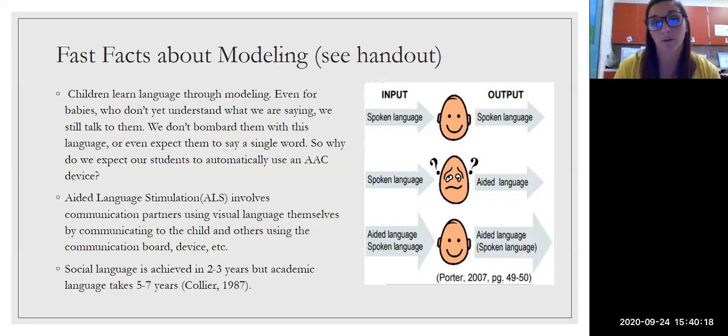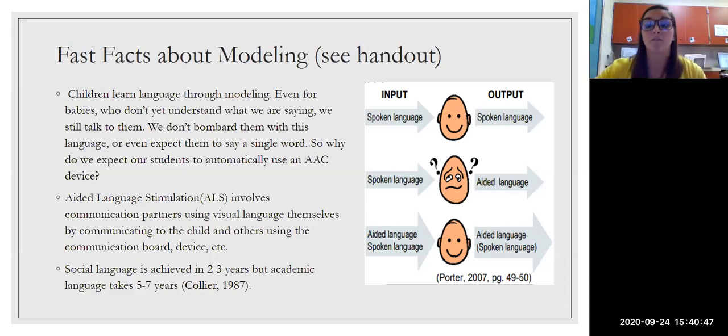That's really important. So aided language stimulation involves communication partners, so that would be you and the person you're communicating with, using visual language themselves by communicating to the child and others using the communication board. So you're pairing what you're saying, so spoken language, with the AAC. Okay, we're going to go to the store now.